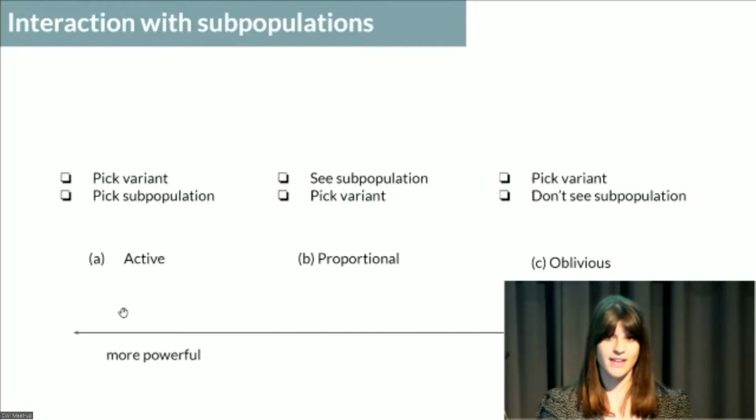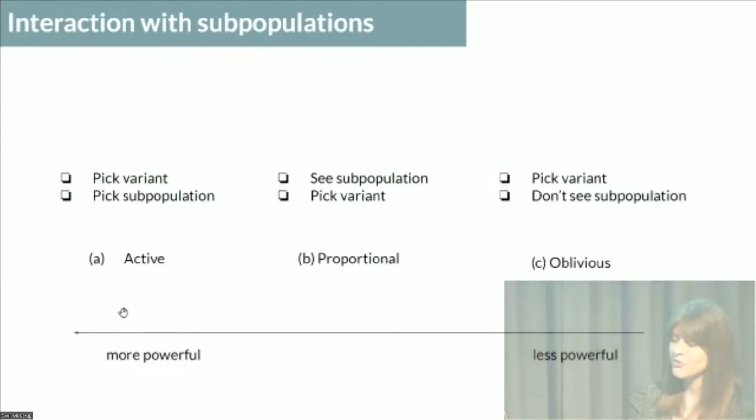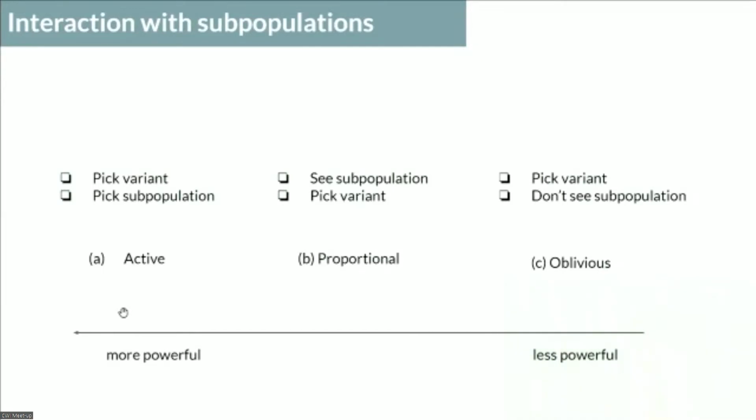It might be intuitive to some of you that as we move from the right to the left, we're going towards a more powerful mode of interaction, which, as we'll explain later, has some implications on the sample size that I'm going to need to be able to solve that problem.